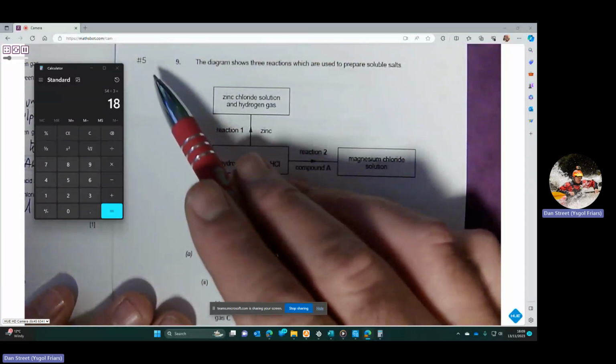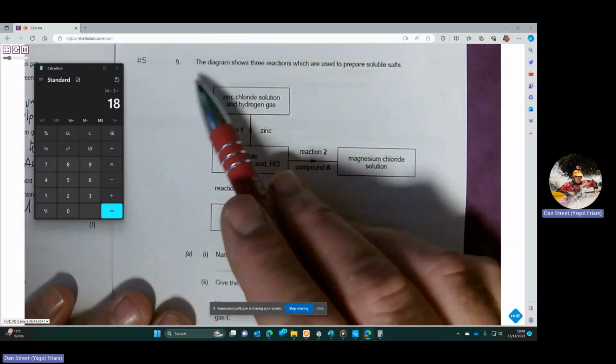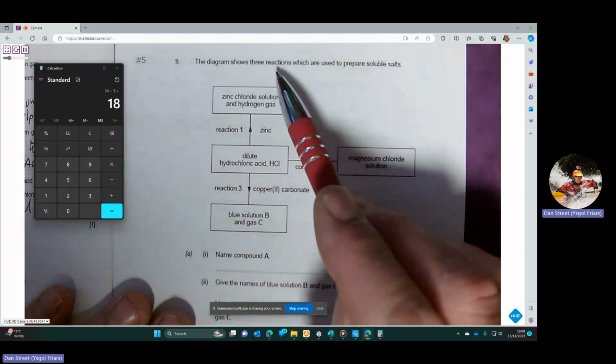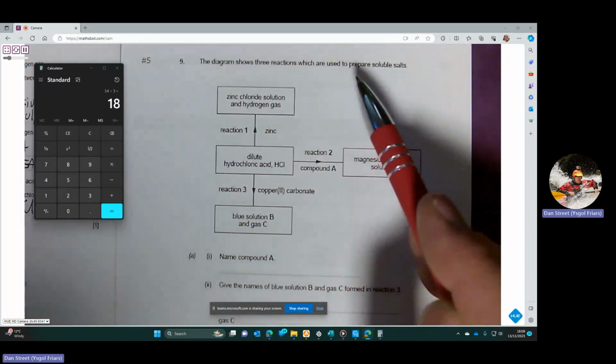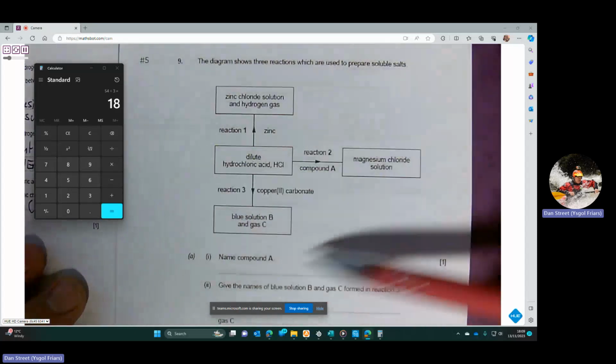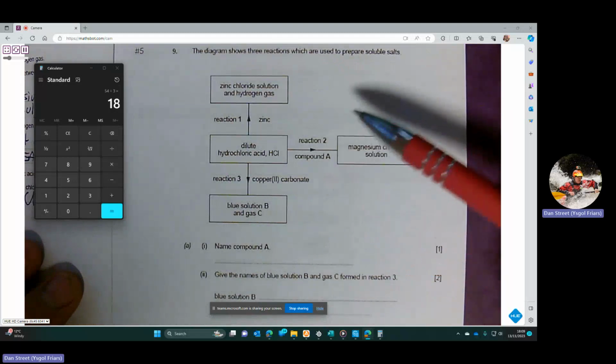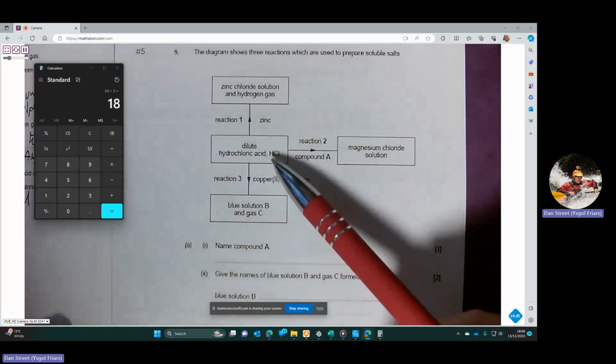Okay, and here we have question 5 from the booklet. It was number 9 in the original paper it was found in. The diagram shows 3 reactions which are used to prepare soluble salts. Now this type of question here are quite popular, these reaction schemes. Okay, so in the middle, it's a good place to start.